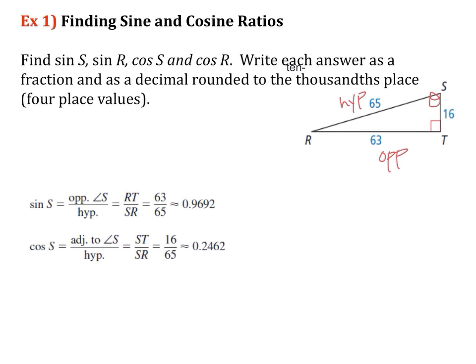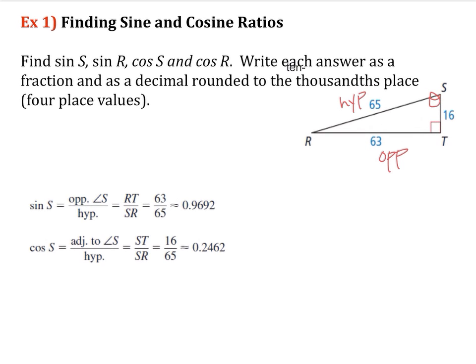Now let's do the cosine of S. Cosine of S involves the adjacent side. So adjacent would be side ST divided by hypotenuse, which would be SR. Substitute your values, type it in the calculator, divide 16 by 65, you should get decimal 0.2462.